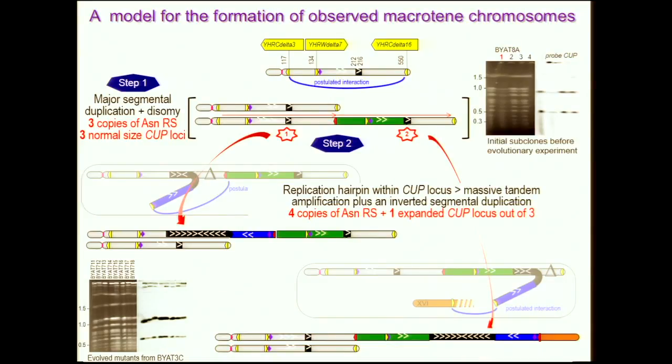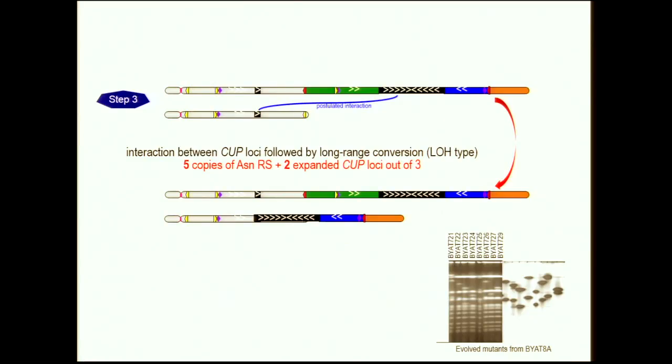We think this is correct because we have found the intermediate among the subclones that we have isolated. We do have parents with one normal chromosome, one macrotene chromosome, in which there is no amplification of the CUP locus. So the amplification of the CUP locus occurs afterwards, which means that if we have that, how do you explain the formation of two macrotene chromosomes out of one? We suspect there is a subsequent interaction between those two forming what we have observed here.